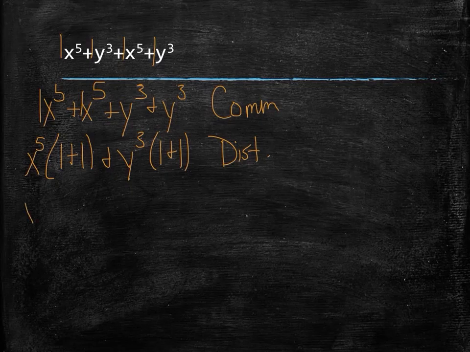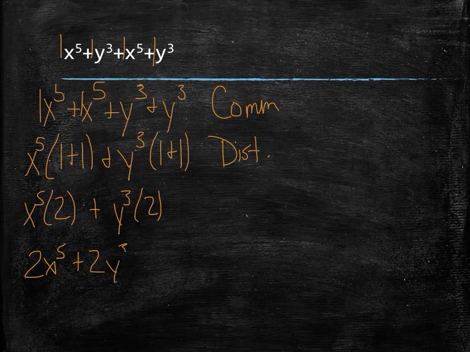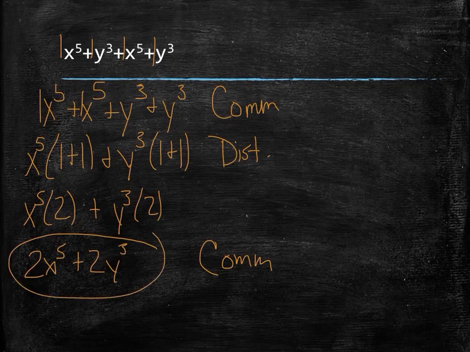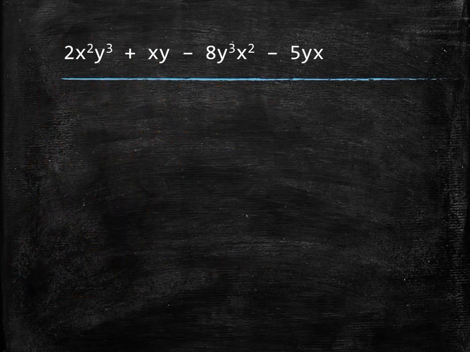Now this is x to the 5th power times 2 plus y to the 3rd power times 2. Then that is 2x to the 5th power plus 2y to the 3rd power, using the commutative property again. And now I've simplified it. Got one more. Here we go. So let's figure out our like terms. Now they don't have to be in the same order, because remember we can use the commutative property to flip them around. So actually, let's do this.